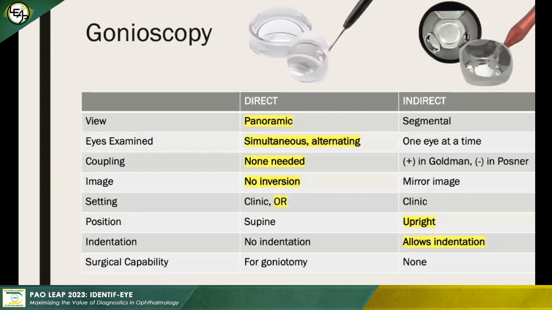So these are comparisons of the two modes of examination. We see highlighted in yellow their relative strengths, some might think. So for direct, it's very panoramic. You can do simultaneous or alternating examinations, no coupler needed. There's no inversion of the image, and you can perform it at the OR. But for indirect, you can perform it with a patient very conveniently upright in the clinic, and it allows for indentation.